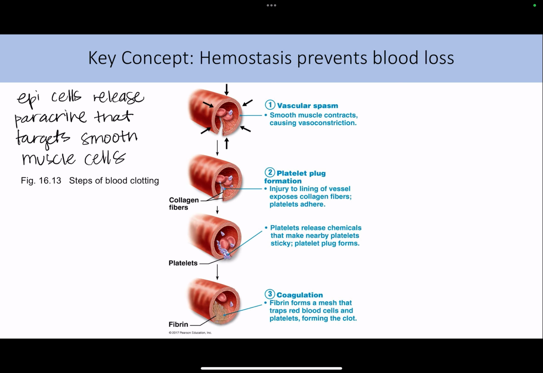And so the epithelial cells release that chemical, it targets the smooth muscle cells, and then the smooth muscle cells are going to contract in order to constrict the blood vessel. And what that vascular spasming is going to do is decrease blood loss for about 20 to 30 minutes to give the platelets time to form a clot so that we don't lose as much blood. So that's the first step, called vascular spasm.